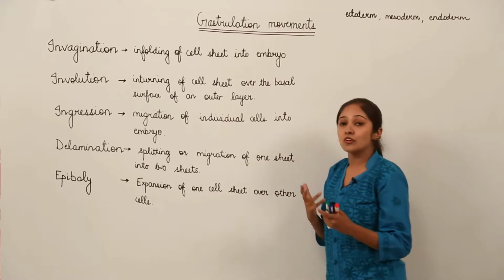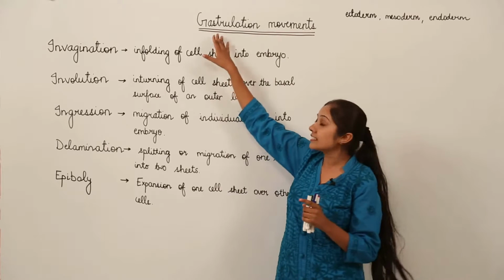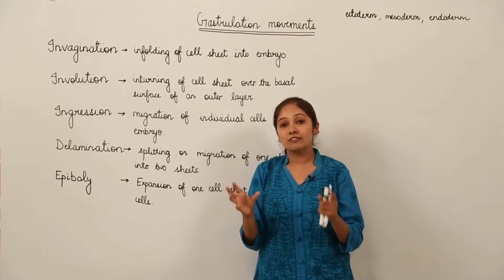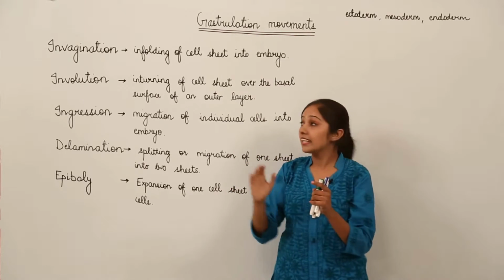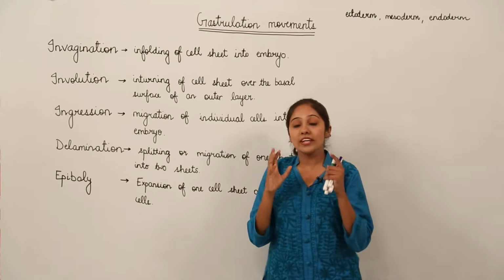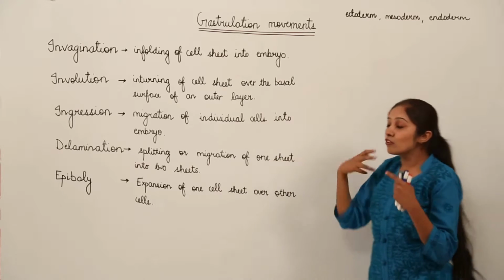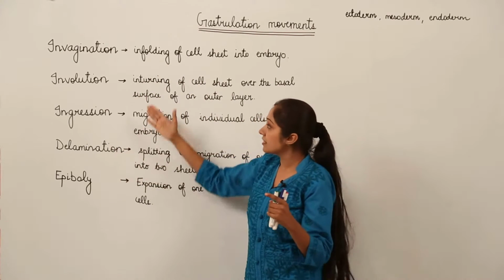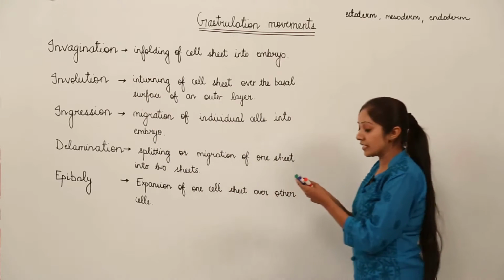So how are we going to draw this? You all know that this gastrulation process takes place after cleavage. When the blastula is formed after cleavage, the blastula cells are going to move in a definite fashion, which is going to form these three germ layers. So these are the types of movements which I have written. The first is invagination, which is enfolding of cell sheet into an embryo.